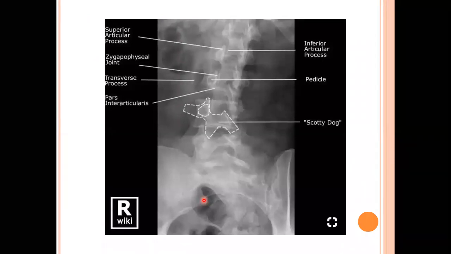This is the oblique view of the lumbar spine, showing the appearance of the Scotty dog. The ear of the dog is represented by the superior articular process, the front leg by the inferior articular process. The pars interarticularis is the area between the superior and inferior articular processes, which is the neck of the dog. The eye is represented by the pedicle and the nose represents the transverse process.